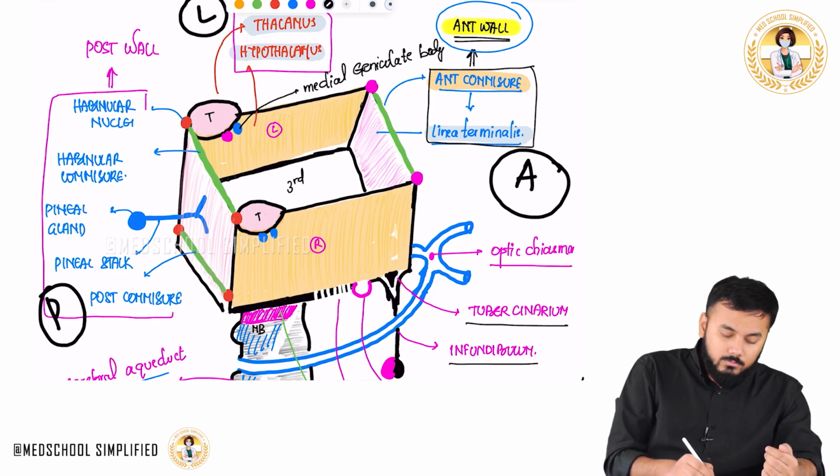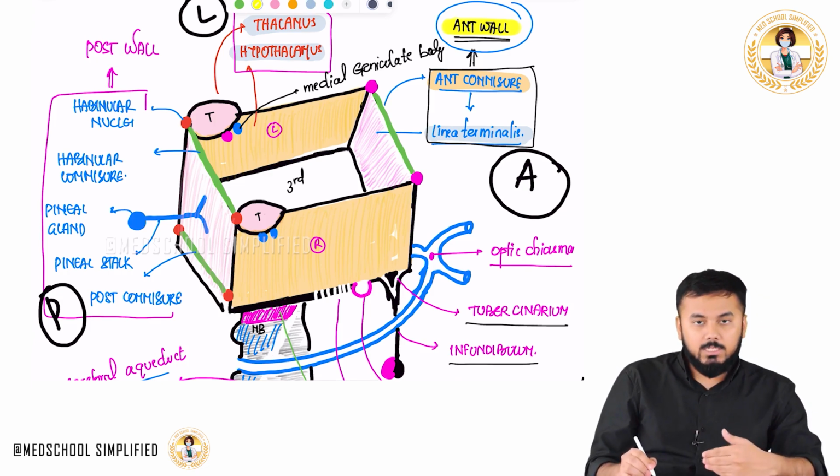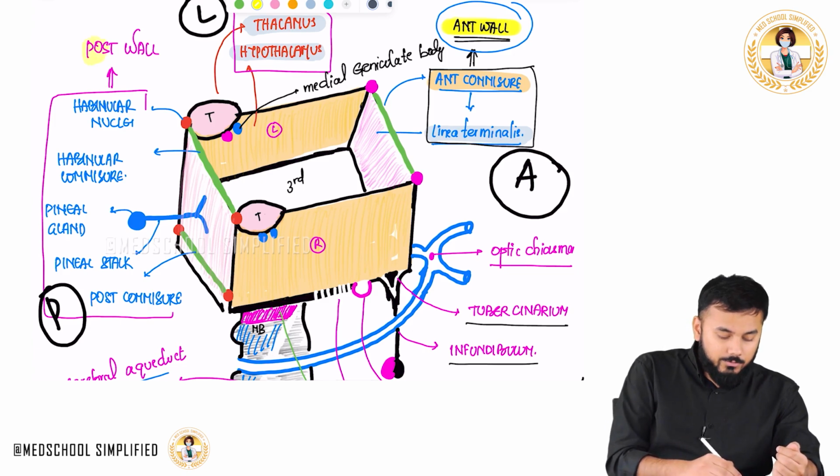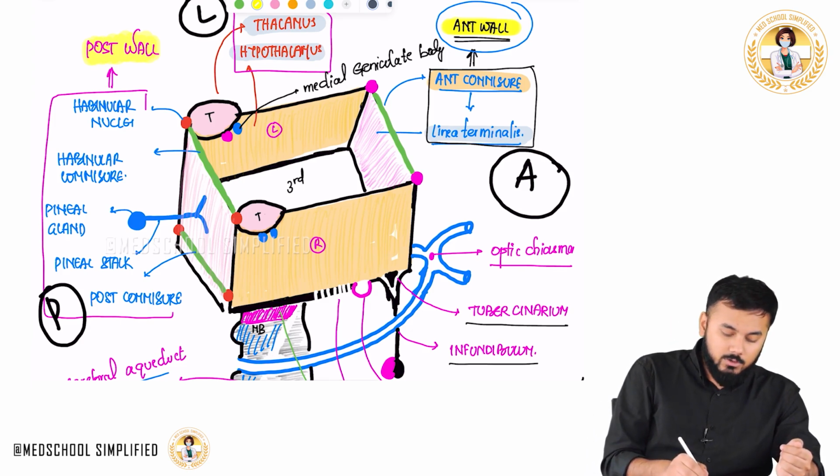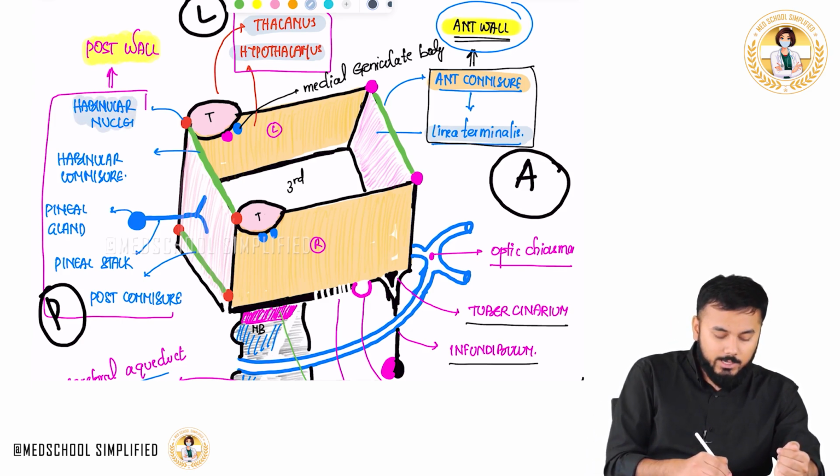Next, after thalamus and hypothalamus, let us look at the posterior wall. If you look at the posterior wall over here, what structures do you have? The first important structure is your habenular nuclei.